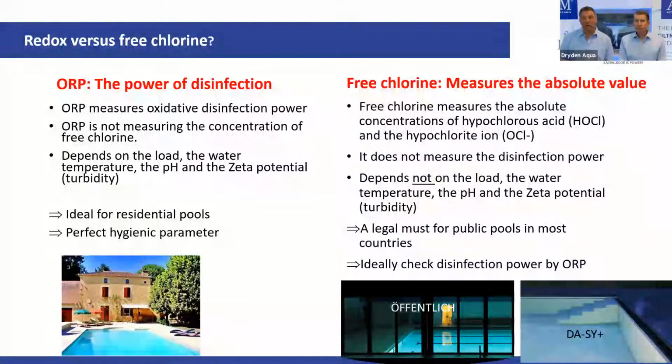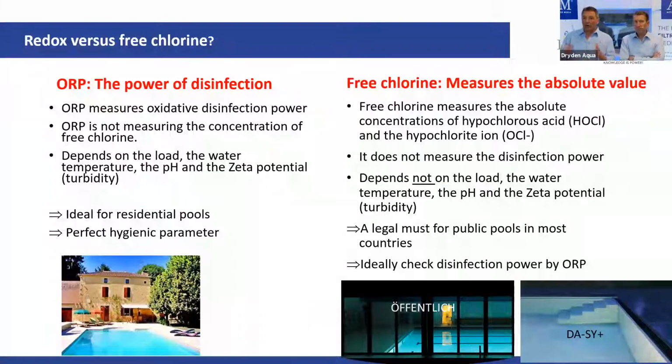If you are in public pools, very often you're regulated. In Switzerland and Germany, we run public pools between 0.3 and 0.5 free chlorine. It's impossible to regulate this with ORP, absolutely impossible, so this is why you use free chlorine sensors. Free chlorine sensors are more expensive, roughly 1,000 to 1,500 euros more in cost.